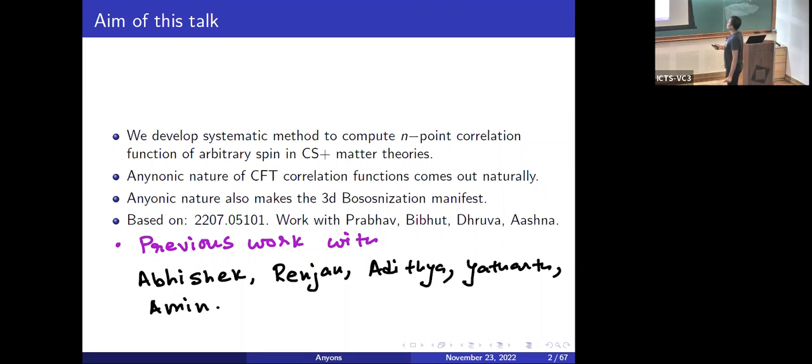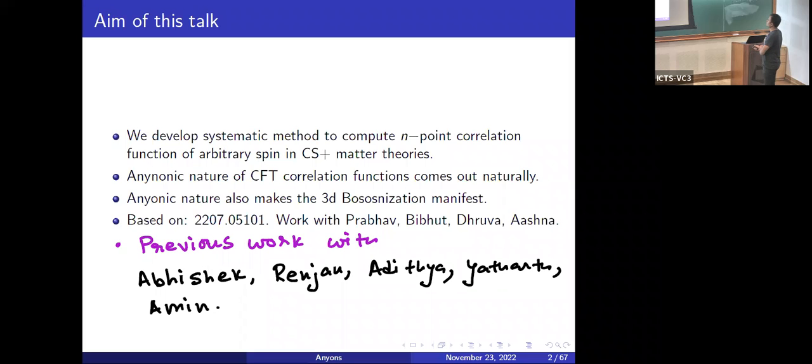As I just said, we developed a systematic method to compute n-point correlation functions of arbitrary spin in Chern-Simons plus matter theories. We'll see that the anyonic nature of CFT correlation functions comes out very naturally here. Also, this anyonic nature makes this 3D bosonization manifest. This work is based on this arXiv preprint.